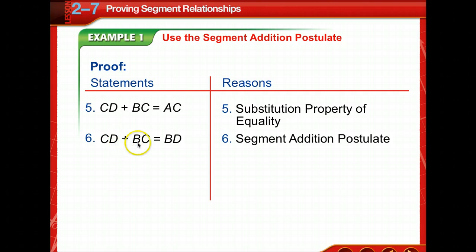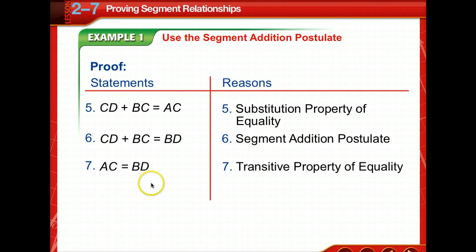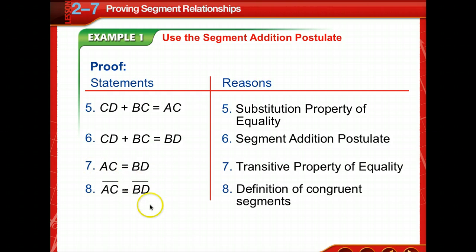Now the segment addition postulate, CD plus BC equals BD. So we've already stated that for starting at the A end. Now we're going to start with the end that has the D. So CD plus BC equals BD. Since AC and BD are equal to the same thing, we can say they're equal to each other through the transitive property of equality. So you notice both CD plus BC, one time we say it's equal to AC, the next to BD, so we can say they're equal to each other. And the definition of congruent segments, we can say that segment AC is congruent to segment BD, since they're equal to each other.